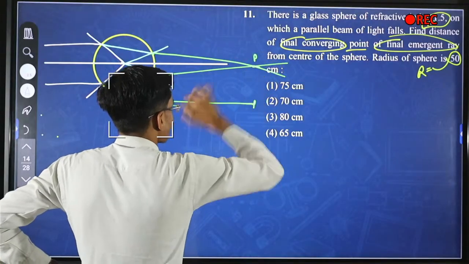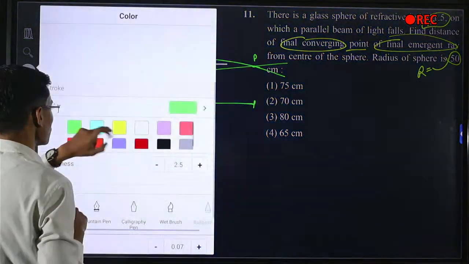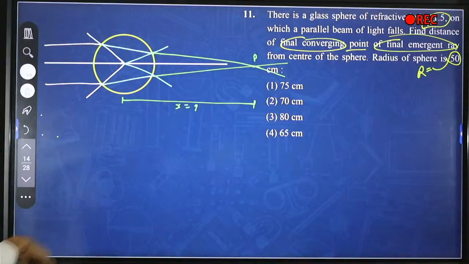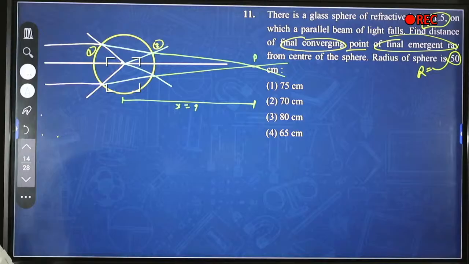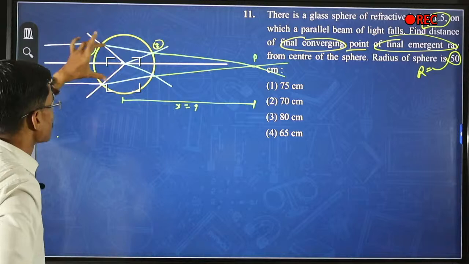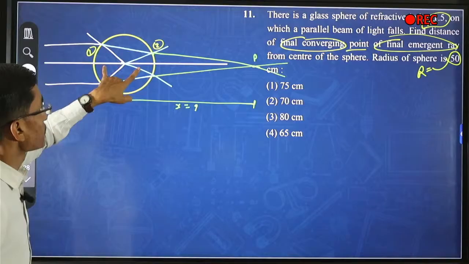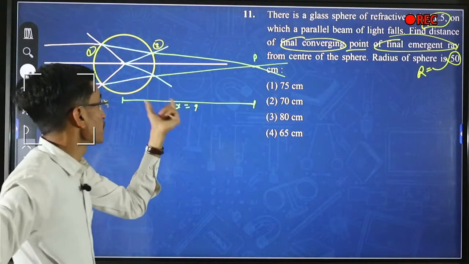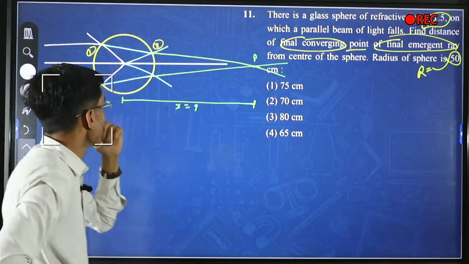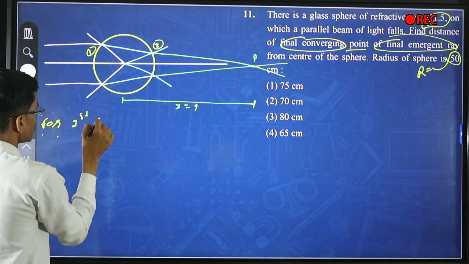Let us say point P, at distance x. What is the distance x? For that, consider that this is surface 1 and this is surface 2. Here two refractions are formed in this one question, from spherical surface 1 and from spherical surface 2. So we have to use two different cases of spherical surface and then find the distance of this point. Okay. So for spherical surface 1, for the first surface.